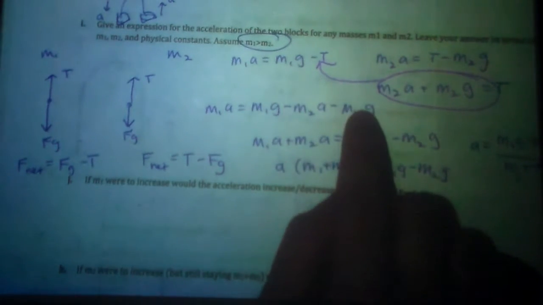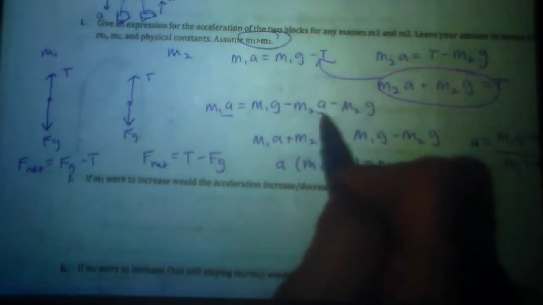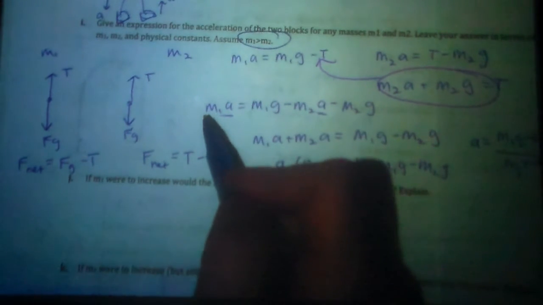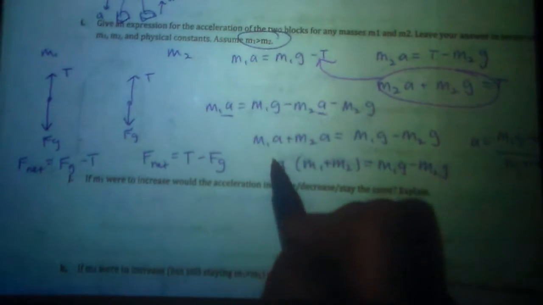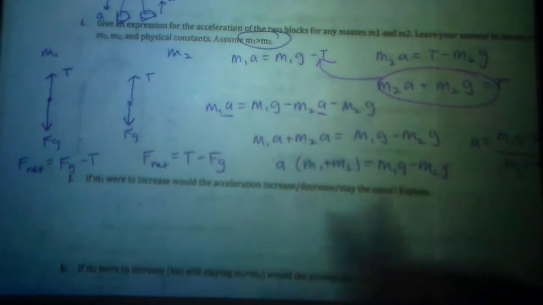So here, we replaced F net with MA, and replaced Fg with mg, paying attention, this one was M1, this one was M2. Needed to get rid of that variable T, so I solved the second equation for T, substituted in, careful with the subtraction, this would be minus both terms. Here, I'm trying to get my acceleration by itself, so I need to move this term over. These two both have an A, so I'm going to factor out an A. That leaves me with M1 plus M2. Divide that term over, and this is our expression for the acceleration.